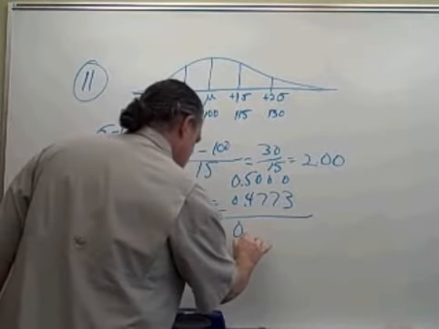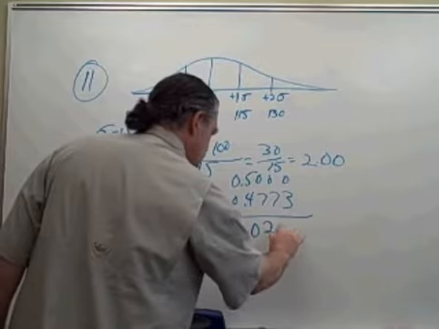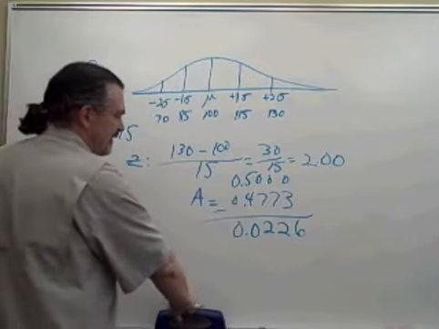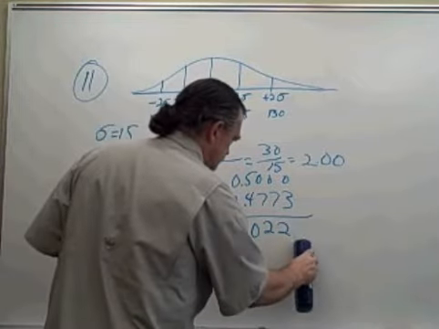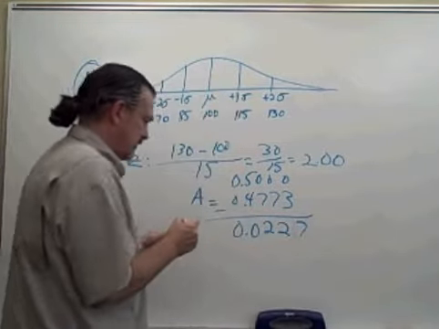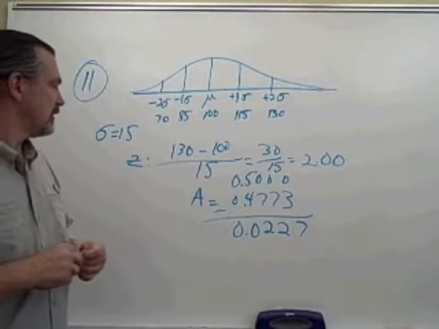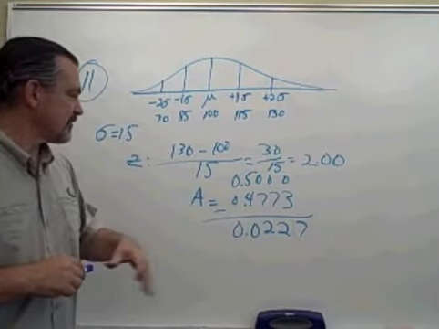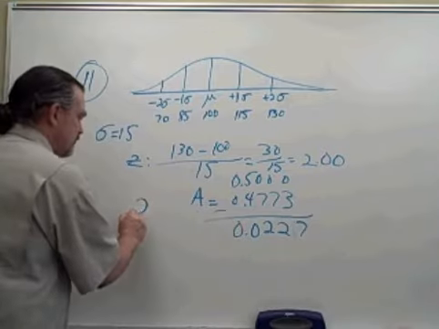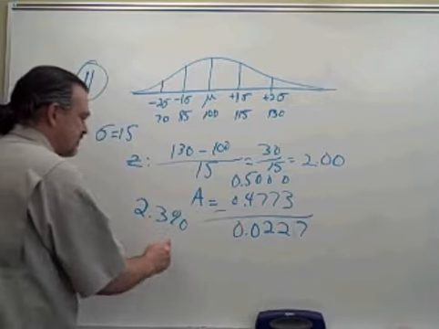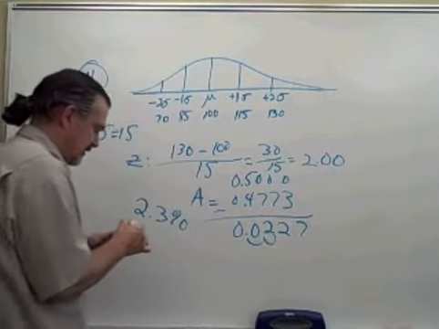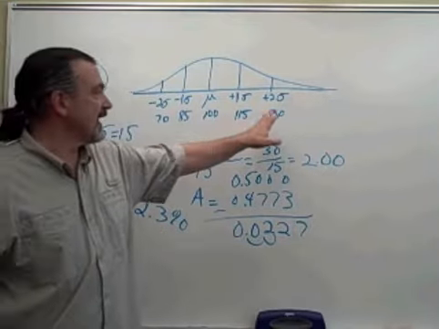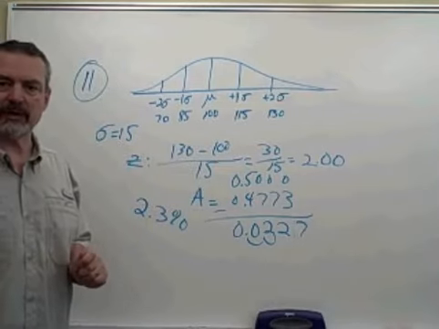And this gives us, what, 0.0227? I think that should add up to 0.5. So that tells us then that 2.3%, simply convert that to a percent, roughly 2.3% of the population has an IQ greater than 130.